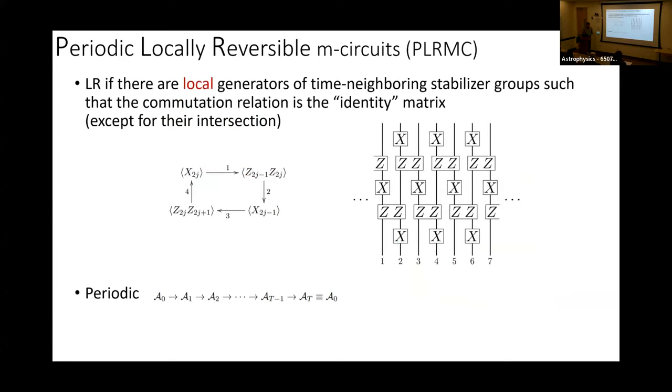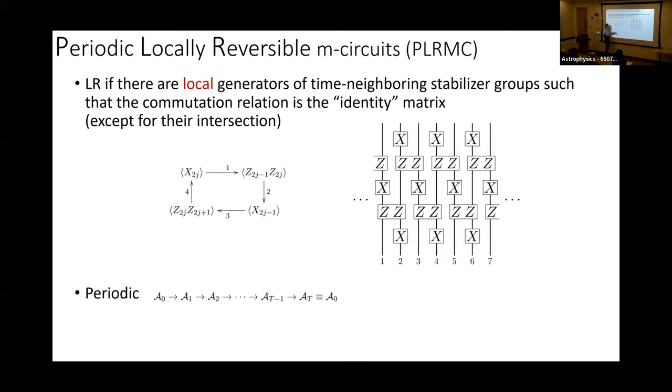And if that matrix is invertible, then your dynamics is reversible, preserving a certain subspace of your space. And we want to do something a little bit more special. So we introduced local reversibility. Here's the definition. Say a pair of two stabilizer groups, so you can have a sequence of measurements and you just look at two time-neighboring stabilizer groups. We call it locally reversible if there are local generators such that the commutation matrix is basically locally paired up. If you could find such a local generator set, then we call it that.